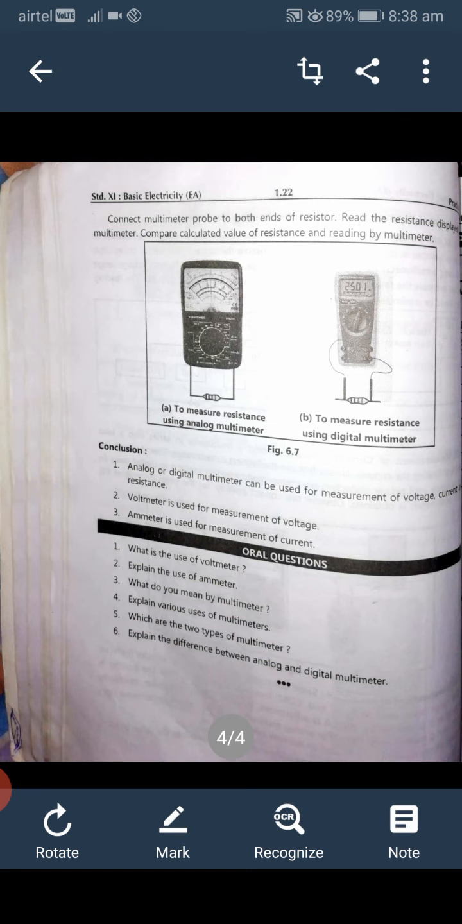The first question is, what is the use of a voltmeter? Explain the use of an ammeter. What do you mean by a multimeter? Explain various uses of multimeters. Which are the two types of multimeter? Explain the difference between analog and digital multimeter.